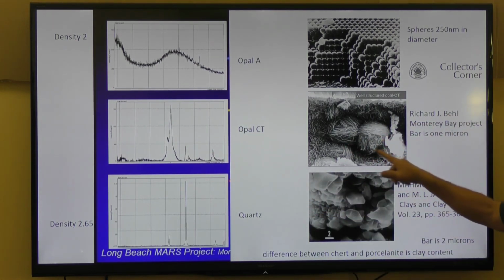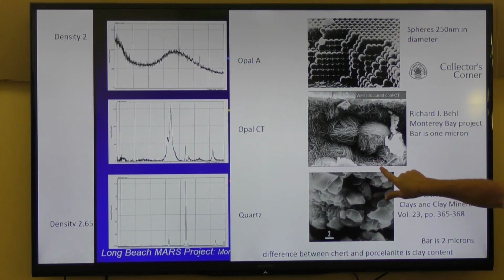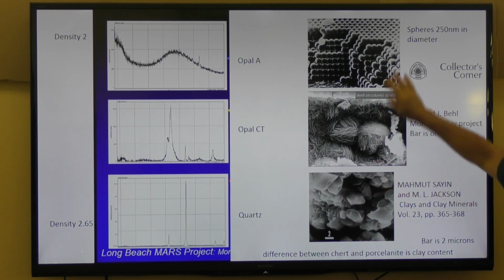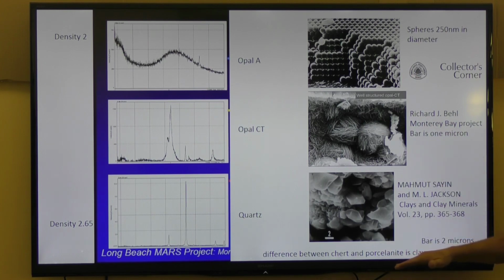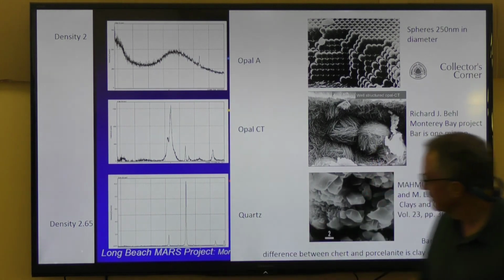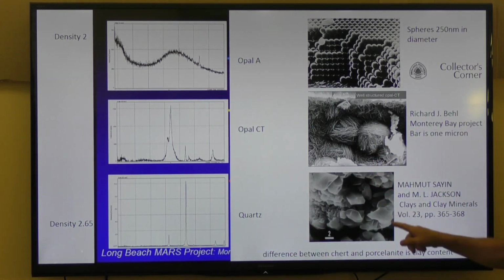And you get these funny looking balls here, where this is 1 micron right here. So it's a little bigger scale than this one. You increase the pressure more and you get quartz, this spectra. And chert is quartz that you can't see the crystals.